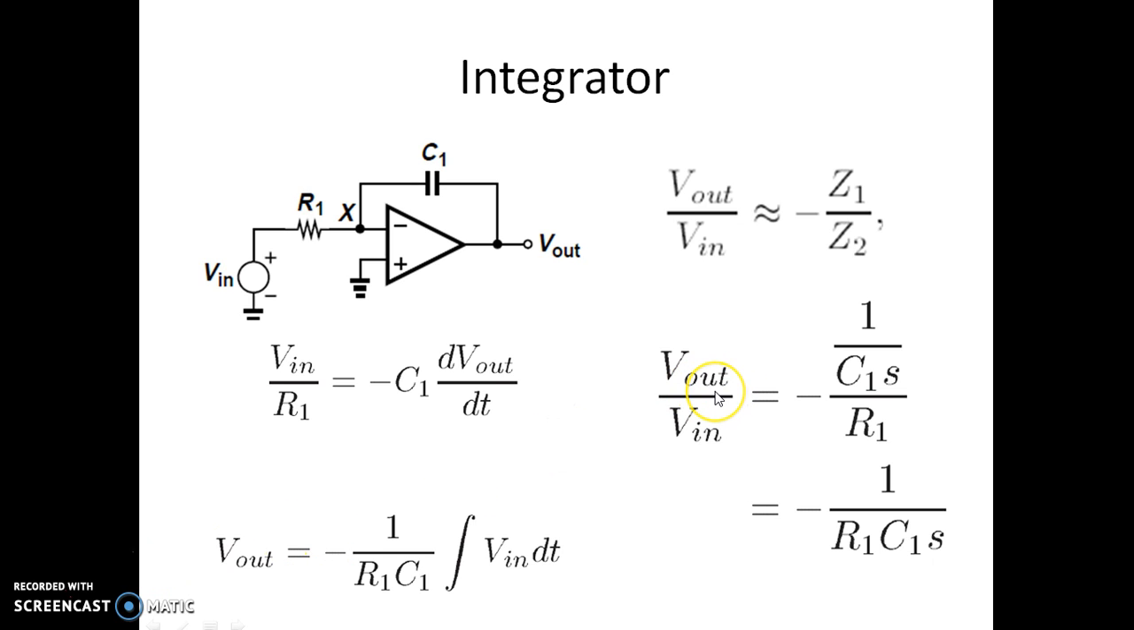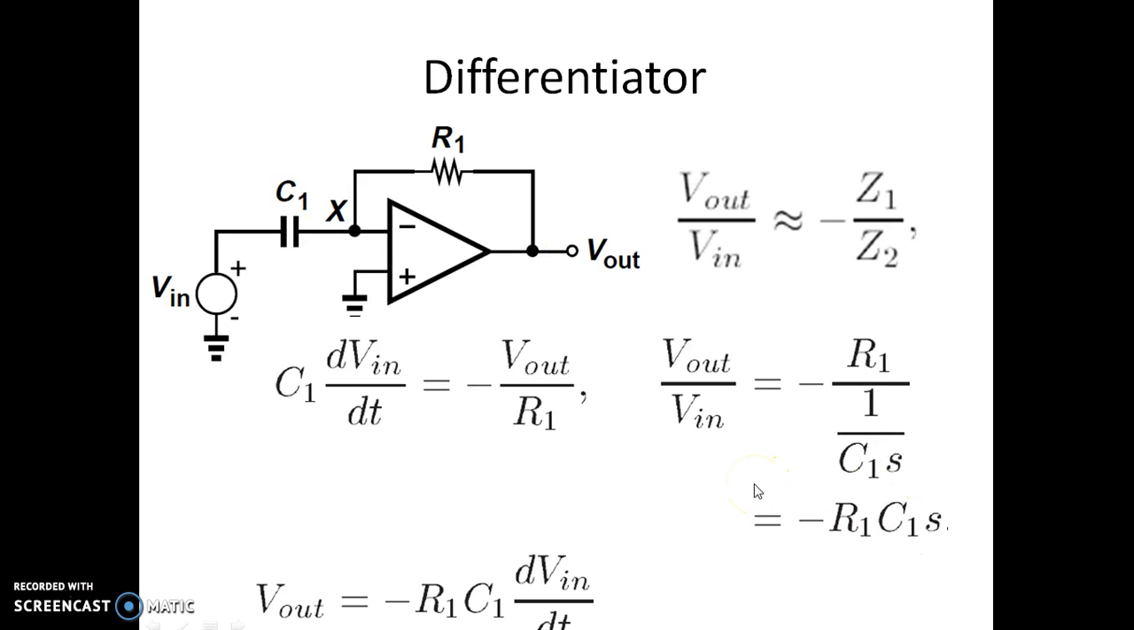So it can also be written in the Laplace form. Because the impedance of the capacitor in Laplace transform is 1 over C1s, and this is the Laplace of resistor R1, we get the gain as minus 1 over R1 C1 into s. So this is the Laplace transform of the gain of your integrator circuit.